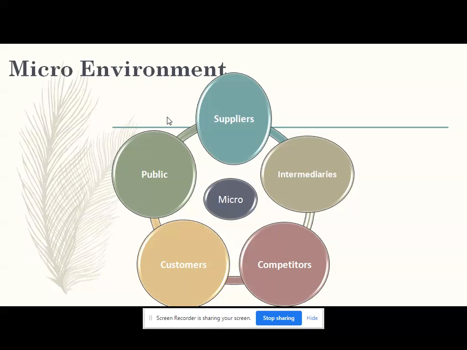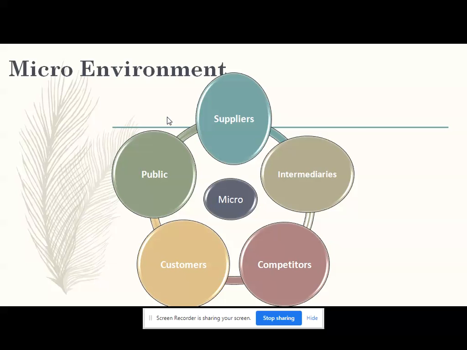So what a company needs from the supplier is that the supplier should deliver the resources or raw materials of the best quality. They should be reliable, they should deliver in time, they should give credit facilities, they should give warranties, and obviously at low cost. In recent trends, companies can lower their supplier cost and increase their product quality. So this is about the supplier, that is the first part of the microenvironment.